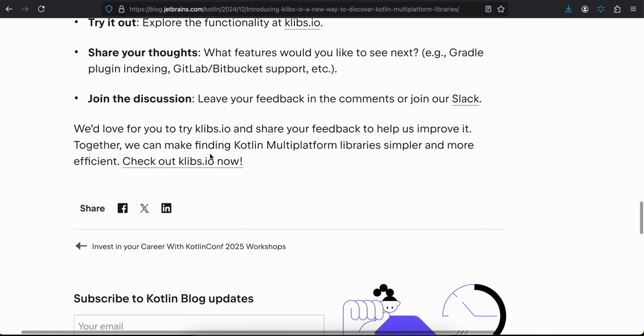So yeah, that's what this is about. Check it out if you're a Kotlin Multiplatform developer.